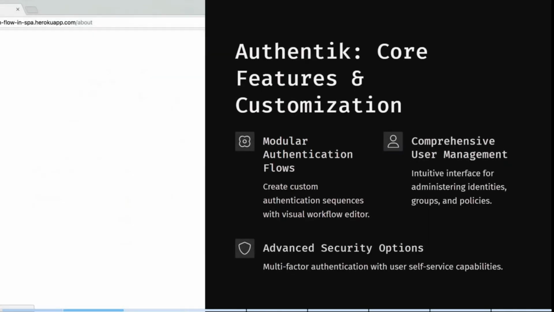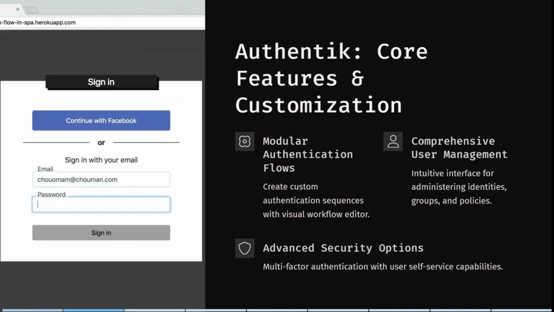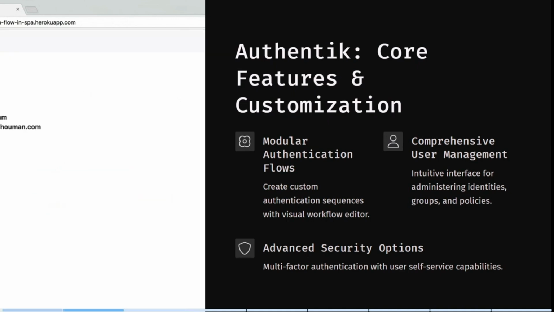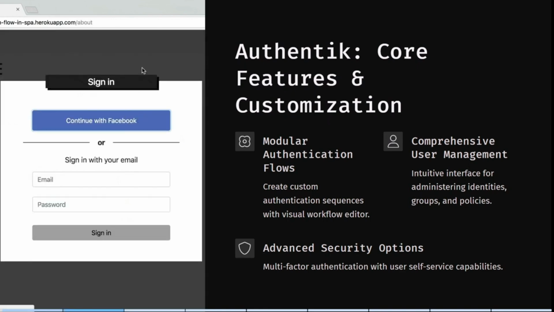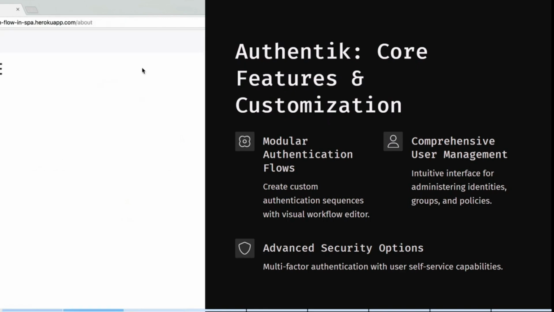Authentik also offers modular authentication flows. So you can create custom authentication sequences with visual workflow editors. You have an intuitive interface for administering identities, groups, or even policies. And it has multi-factor authentication with user self-service capabilities, which is of course also fantastic.